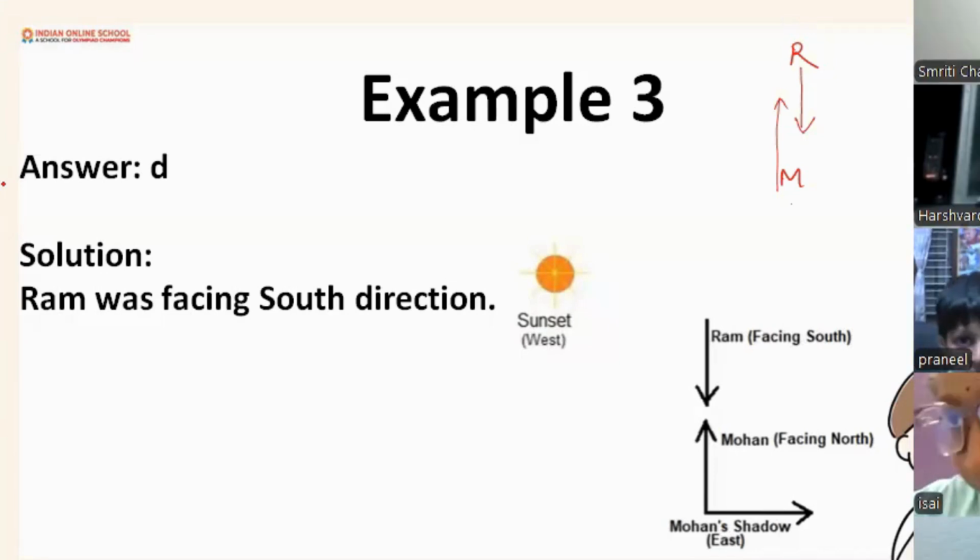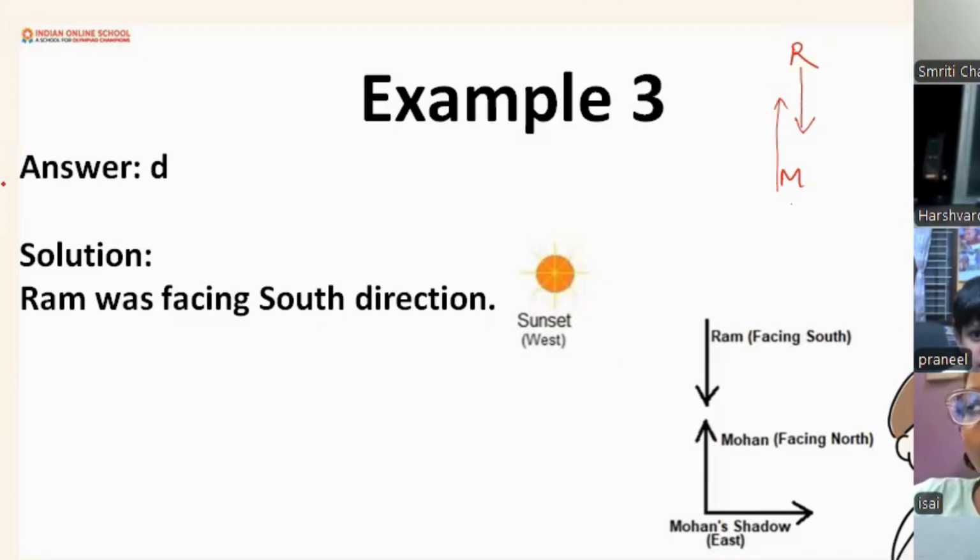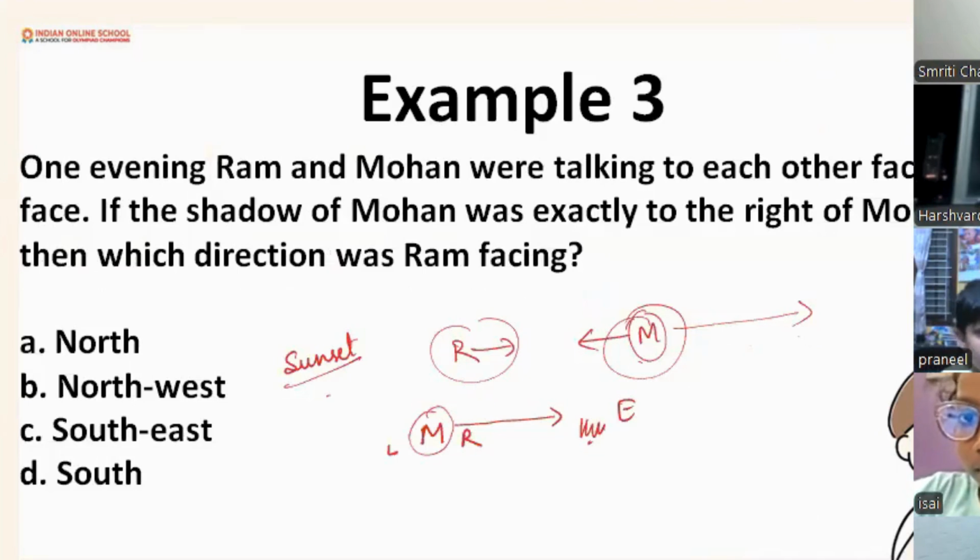Ma'am, I have a doubt. Tell me. Ma'am, how do we find on which direction they're sitting and talking to each other? No worries. On the basis of this thing only, since it is already given to us in the question, like if the shadow of the Mohan was exactly to the right of the Mohan, on the basis of this line only we need to figure out everything.